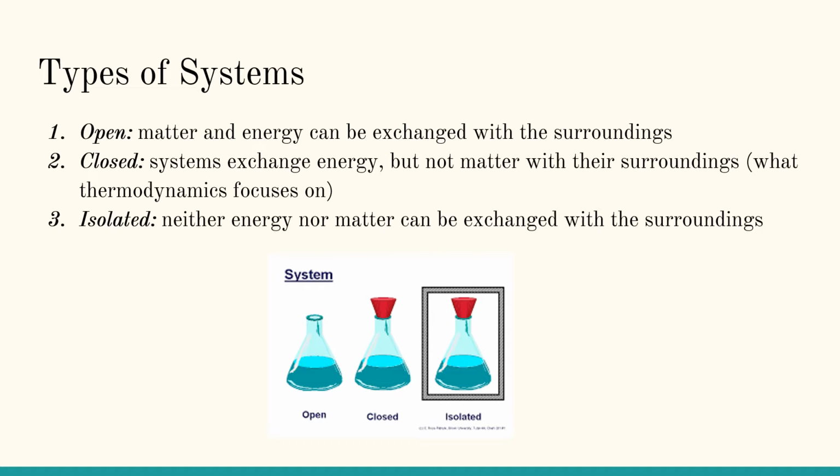So we have three types of systems. We have an open system where matter and energy can be exchanged with the surroundings. Closed system. So systems exchange energy, however, they cannot exchange matter with the surroundings. So there's only an energy transfer. So that's what thermodynamics and thermochem is focused on. 3 is an isolated system where neither energy nor matter can be exchanged with the surroundings.